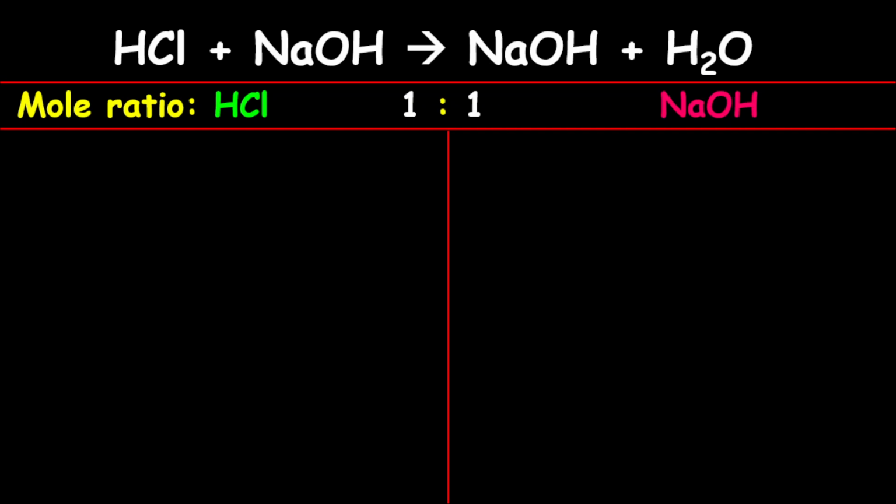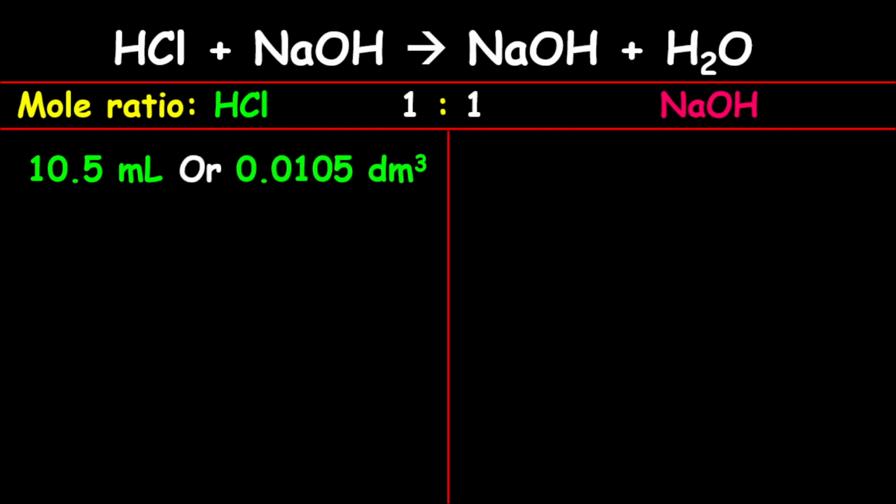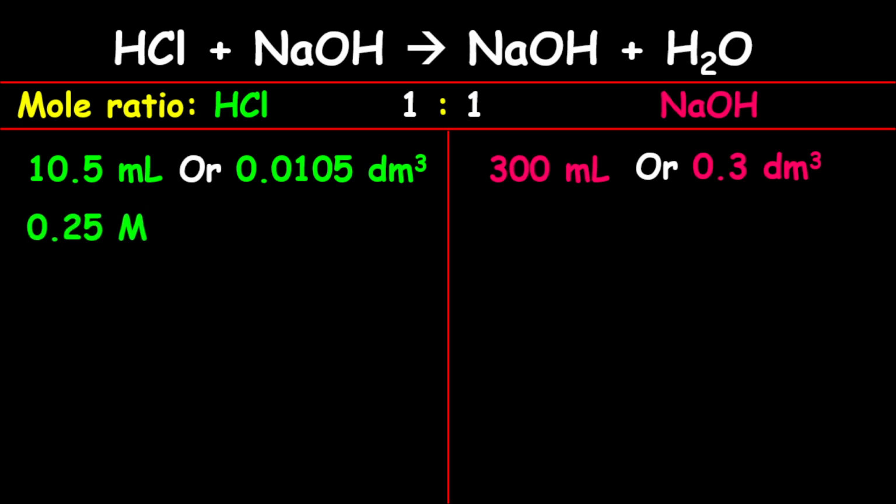Now, let us look at the things that were given in the question. We have 10.5 milliliters of hydrochloric acid, which is the same as 0.0105 dm³. For the sodium hydroxide, we have 300 milliliters, which is the same as 0.3 dm³. We also were given the molar concentration of hydrochloric acid, which is 0.25.